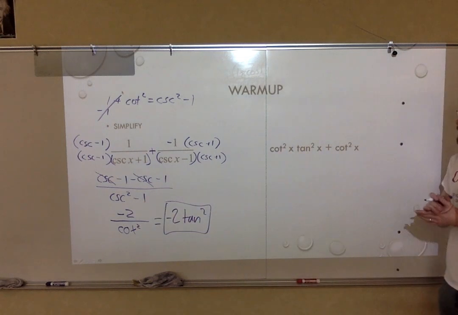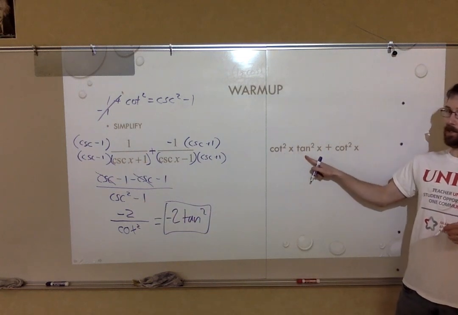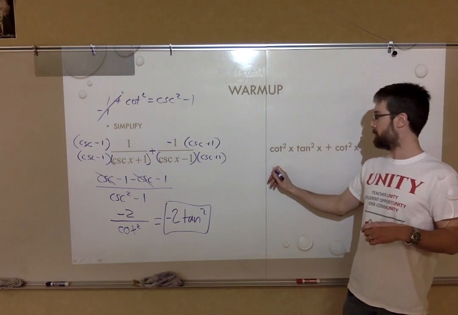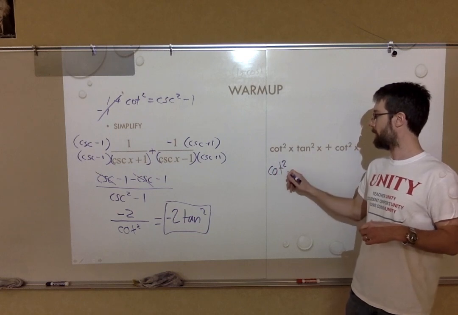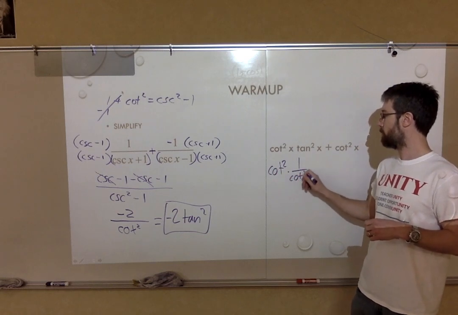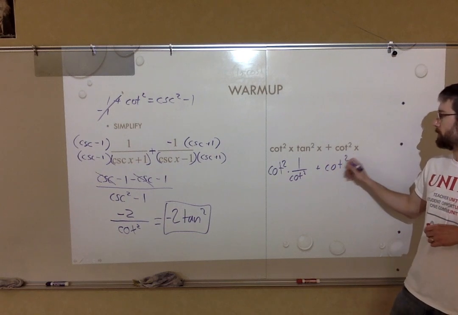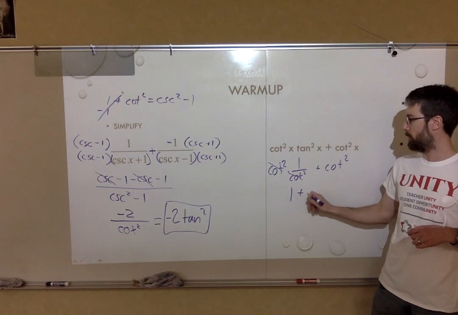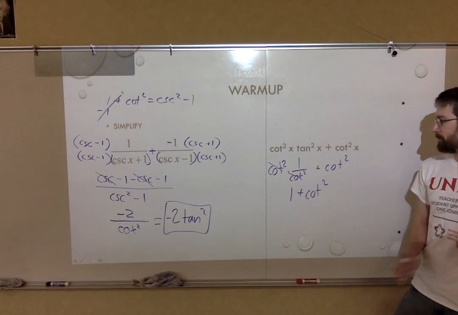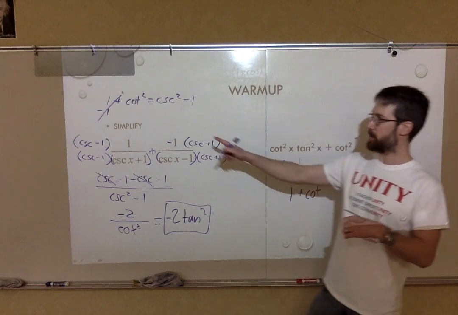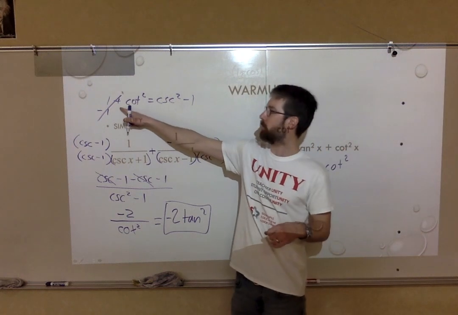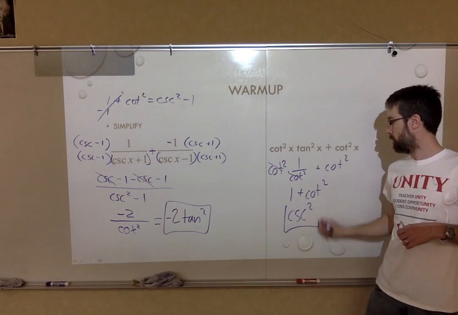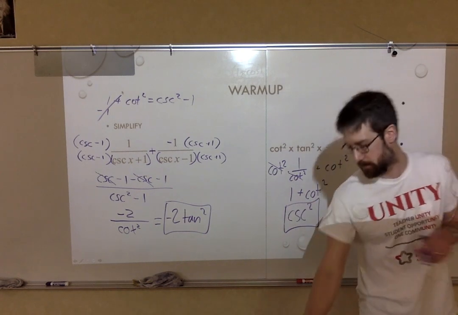Taking a look at this one, cotangent and tangent are reciprocals of one another, so right away I could make this into cotangent squared times 1 over cotangent squared plus cotangent squared. Cotangents cancel each other out, and now this is 1 plus cotangent squared. 1 plus cotangent squared, that was our Pythagorean identity we used over here. 1 plus cotangent squared is equal to cosecant squared. So that is as simple as that one gets.